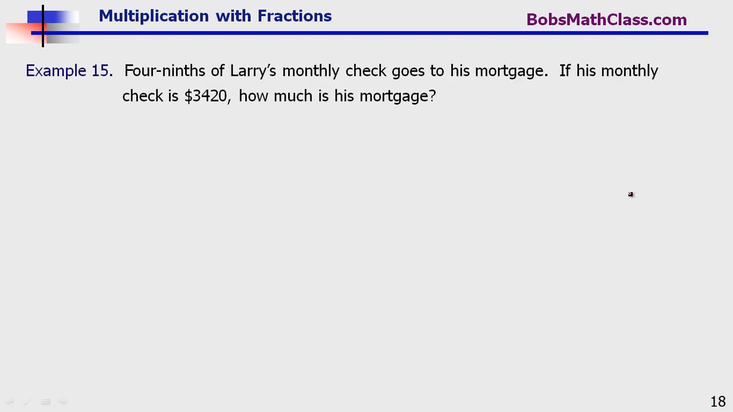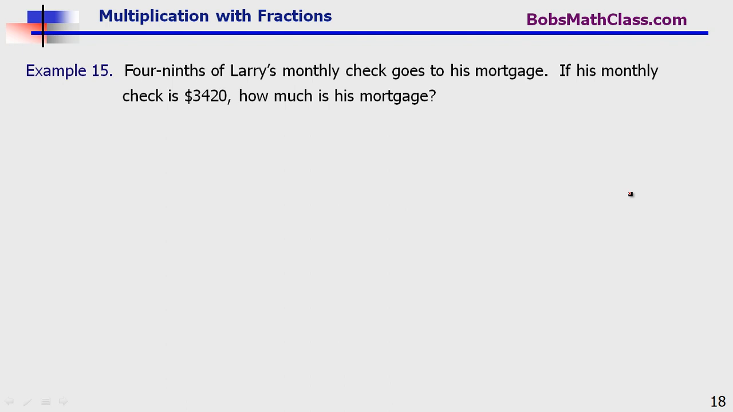Okay, one more. 4/9 of Larry's monthly paycheck goes to his mortgage. If his check is $3,420, how much is his mortgage? One thing I also want to say about word problems is the answer needs to make sense. So if his monthly check is $3,400, his mortgage, can it be more than that? No. It's 4/9 of it. 4/9 is close to a half. So we should get an answer of like 1,400, 1,500, something like that.